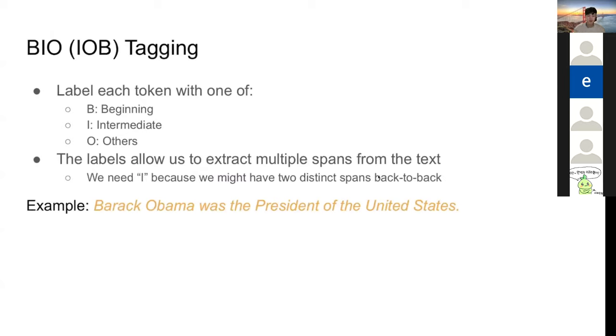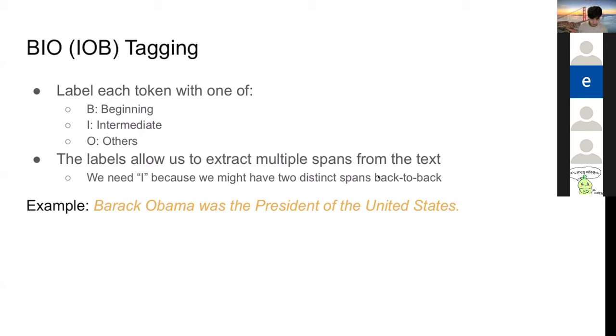Okay, so let's do a recap. Biotagging: we learned that when we're doing token classification, we want to label each token with one of beginning, intermediate, or others so that we can actually extract spans. When we want to extract spans, there are several cases, for instance, extracting named entities, like NER. Named entities are like Barack Obama and United States. Barack Obama is a person named entity and United States is a location or organization named entity.